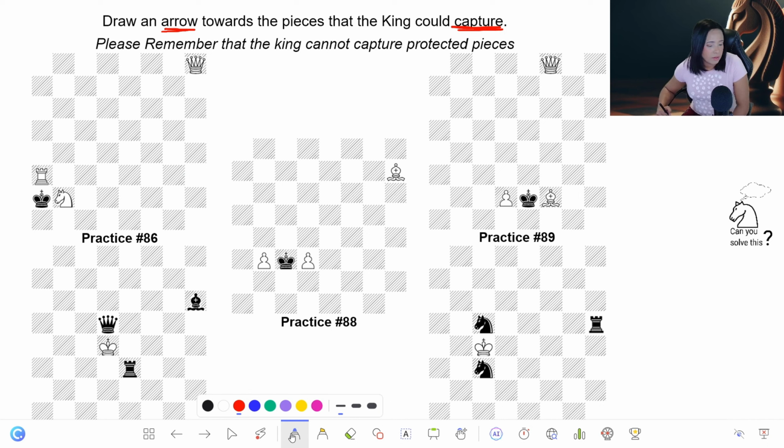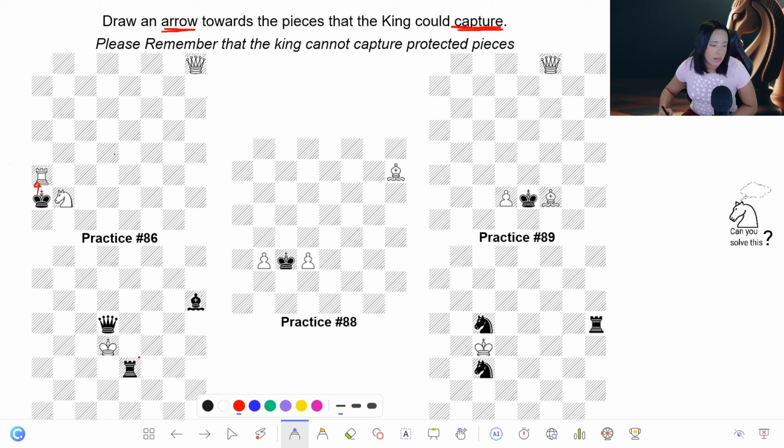Now, let's see. What could the king capture on the first one? The first one is practice 86. And the king could only capture the rook. Why can the king not capture the knight? Because the knight is being protected by the queen, okay? So you could only capture here. Because if you notice, the queen is protecting the knight, so the king could only capture the rook.